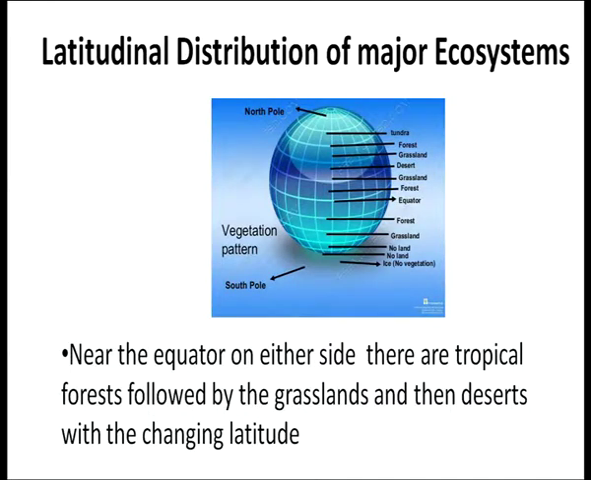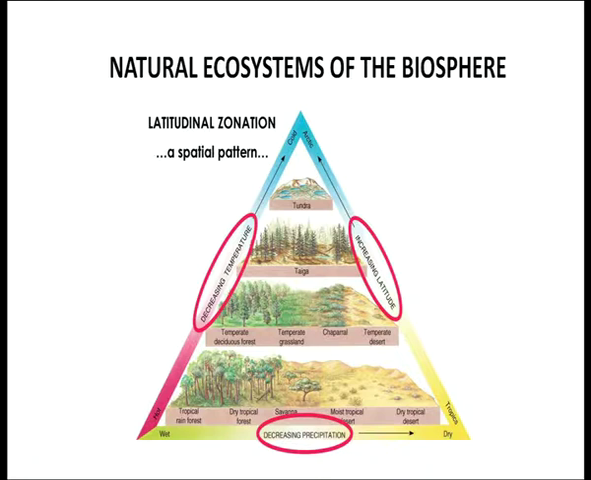Near the equator, on either side, there are tropical forests followed by the grasslands and then deserts with the changing latitude. As you can see in this figure, as the latitude changes, there is a change from the deserts to the boreal forests at higher latitudes. Near the poles, it is the tundra biome, which contains very limited fauna and flora due to the harsh climatic conditions. In this figure, you can see the latitudinal and altitudinal variations dependent upon the physiography of the place, with respect to climatic changes, temperature, soil and other factors.